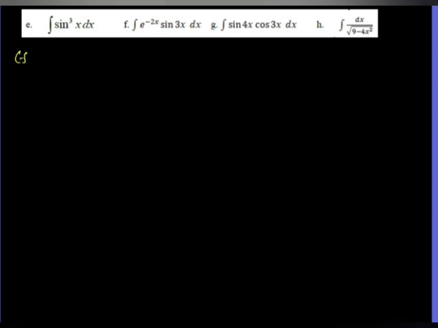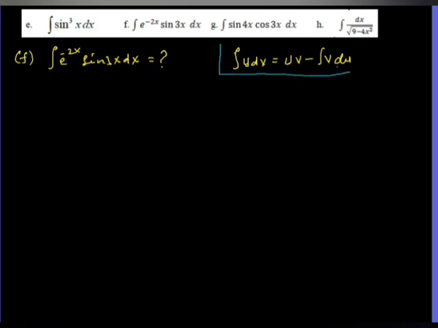Now the next one is the f part, which is the integral of e to the power of minus 2x times sine 3x. Obviously this integration requires integration by parts. The formula for integration by parts, if we have this form, is the integral of u dv equals uv minus the integral of v du. This is usually what we use for integration by parts.